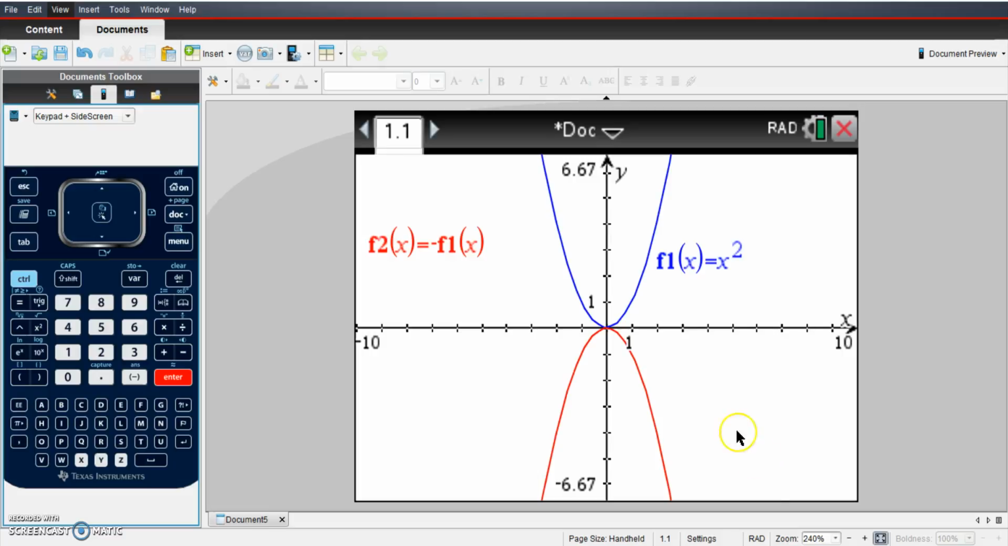So this has been how to find those different transformations using your calculator, and you can kind of see what's going on when you manipulate that function.